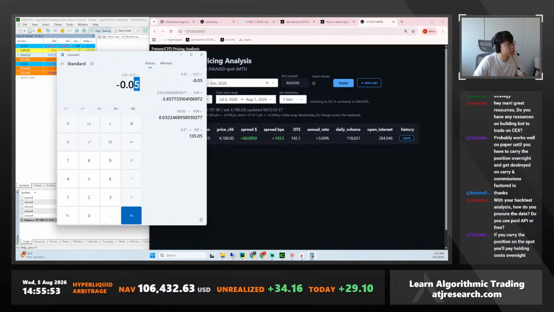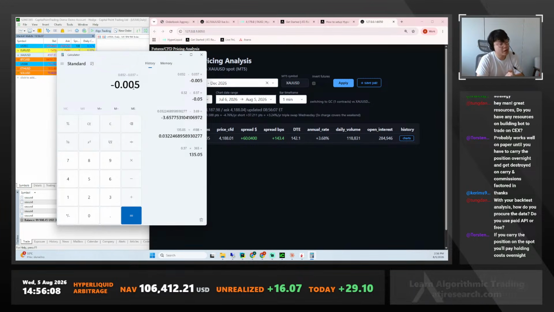That's, in percentages, almost nothing. With my zero, it's 0.032 minus 0.037, 0.5%. So we're going to lose 0.5% if we decide to hold it as a carry.